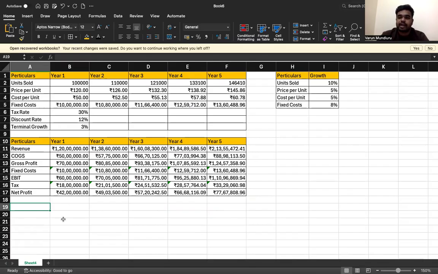Why we should calculate free cash flow is because free cash flows represent the actual cash generated by the business after paying for the operating expenses and investments. This is a key metric because it shows how much money is available with the owners or investors after covering all the costs that have been incurred. So let us calculate that.